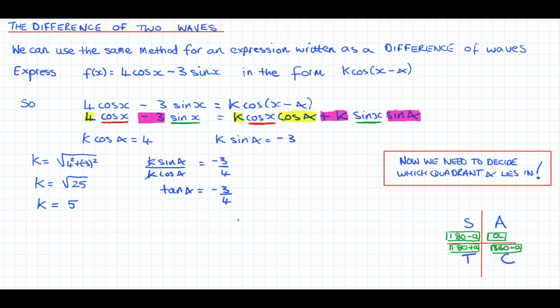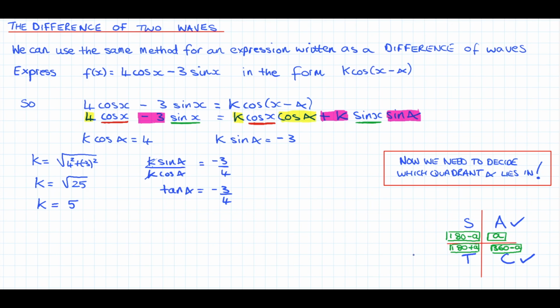Now, we've got a decision to make. Which quadrant does alpha lie in? In the example where we were adding waves, we didn't have that decision. They were all positive. So we're going to go back here to our k cos x. K cos alpha is equal to 4. Now k is positive. So if cos alpha is positive, what I would want you to do is tick on your diagram. If cosine is positive, where would you expect your answers to come from? If the cosine is positive, you would expect an answer in there or in there.